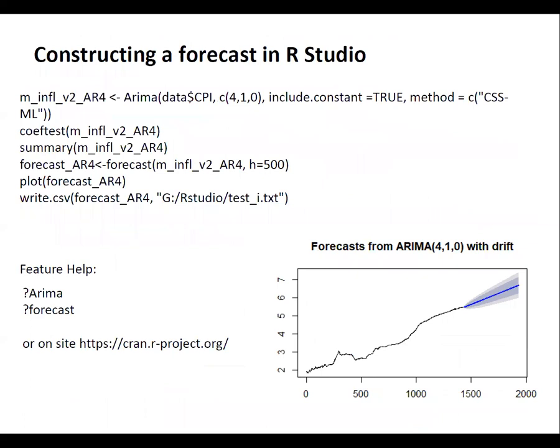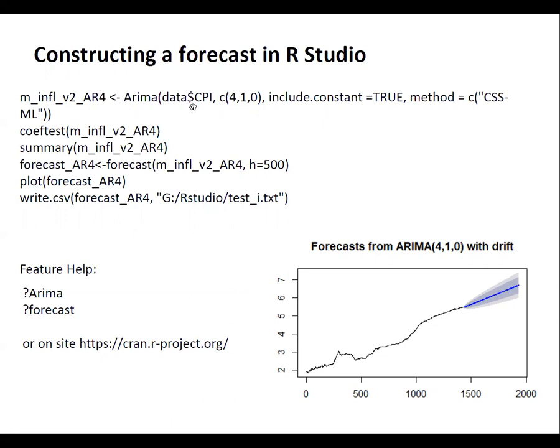Having dealt with how to construct forecasts manually, now we finally move on to R. How to make predictions on the ARMA model in RStudio. First, we estimate the parameters of the ARMA model. That is, we introduce some variable. Here I have M-inflation version 2 IR4.